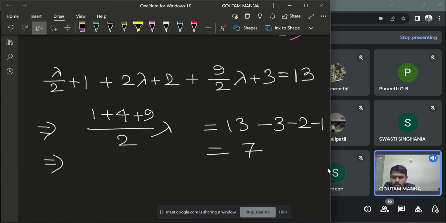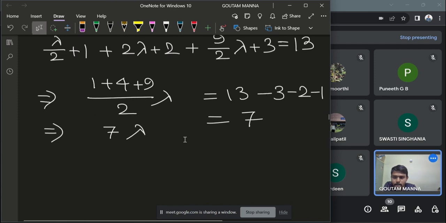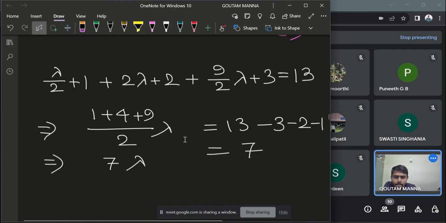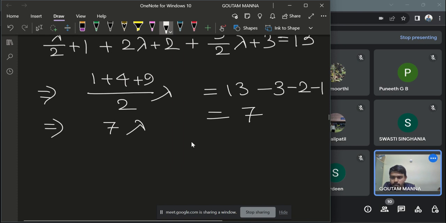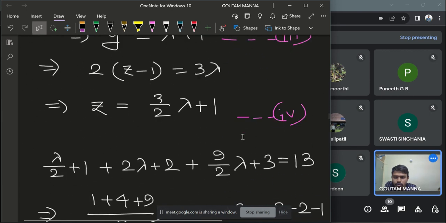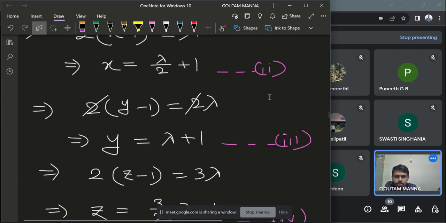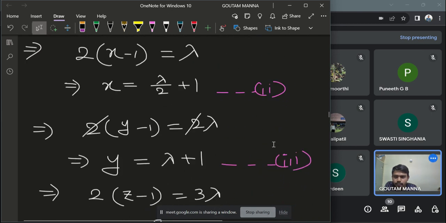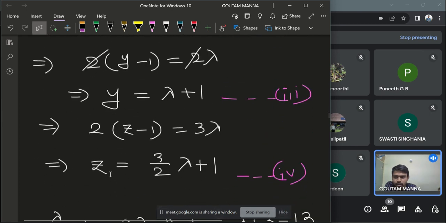This side it will be 14 by 2, which is again 7 lambda. This implies lambda equals to 1. And now if I put the value of lambda in equations 2, 3 and 4, we will get the values of x, y and z.